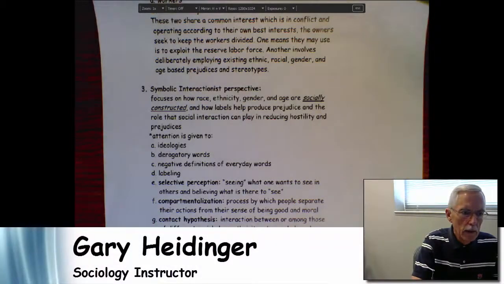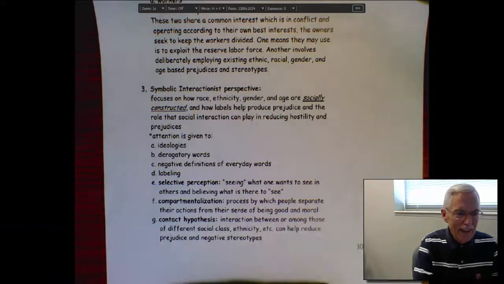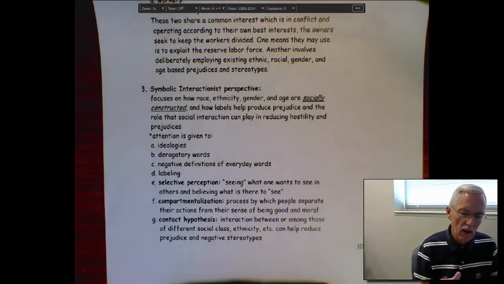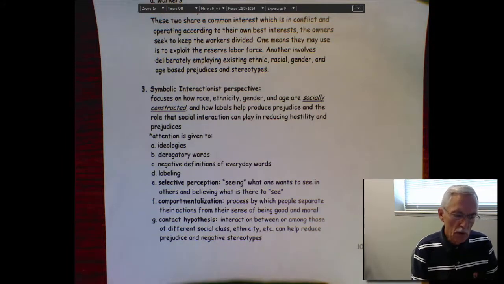Hi everyone. In this lesson, we're going to examine the symbolic interactions perspective and apply it to discrimination and prejudice. Remember that this sociological model focuses on how notions of race, ethnicity, gender, and age are socially created, and how labels impact our perceptions and produce prejudice. Specifically, the model emphasizes two things. Number one, how is prejudice learned? And secondly, the labeling process associated with stereotyping, which can become a self-fulfilling prophecy.